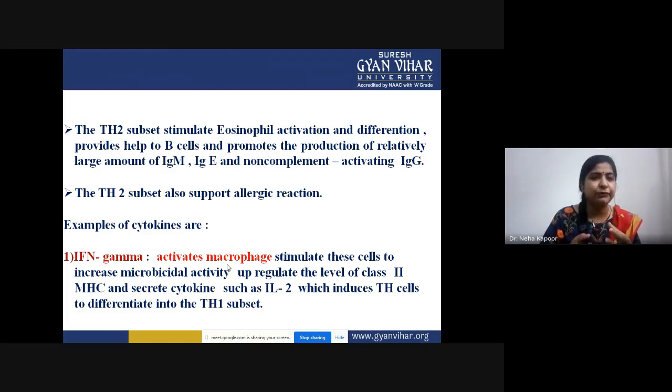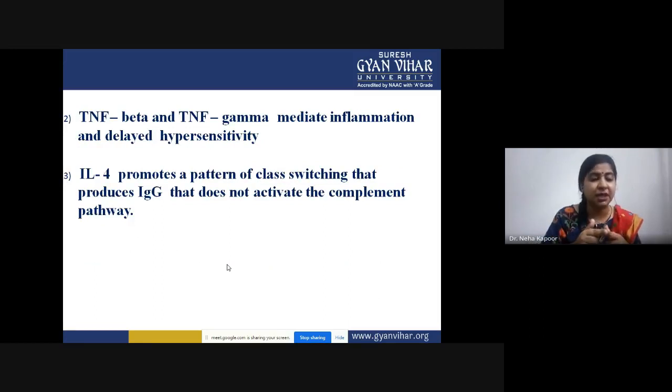There are a few examples of it. For example, interferon gamma. The main function of interferon gamma is to activate macrophages. After getting activated, these macrophages induce microbicidal activity because they upregulate the expression of class 2 MHC, and they secrete cytokines, for example, interleukin 2, that will further induce T helper cells to undergo clonal expansion. Then there are tumor necrosis factor beta and tumor necrosis factor gamma. They contribute to inflammation and delayed type hypersensitivity. Interleukin 4 promotes class switching so that immunoglobulin G can be switched to immunoglobulin E.